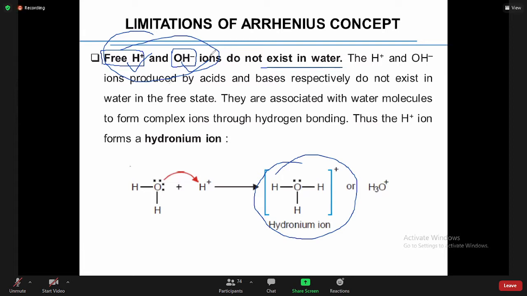In the Arrhenius concept, it is clearly mentioned that the free hydrogen ion or hydroxide ion should be donated or accepted, so they should be donated by the acid and base respectively. But practically these form the hydronium ion in water or in any aqueous solution, isn't it? So this is the first limitation.